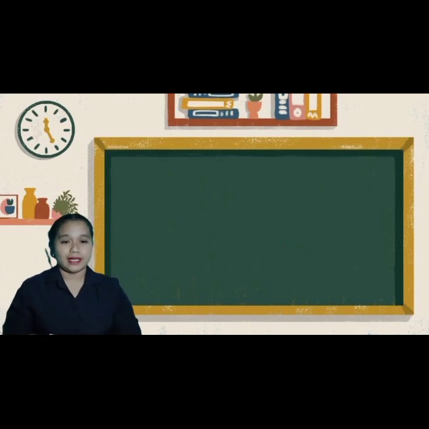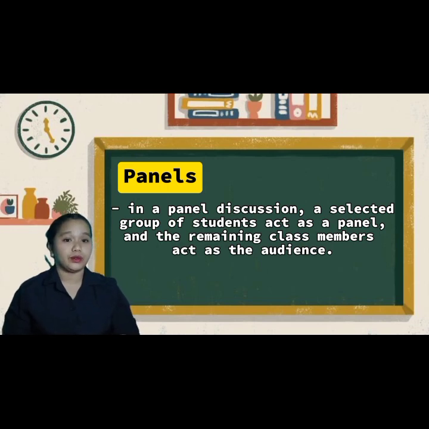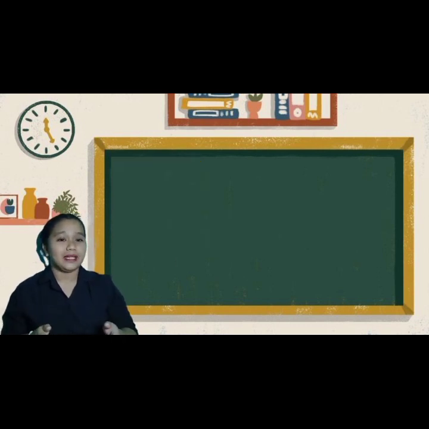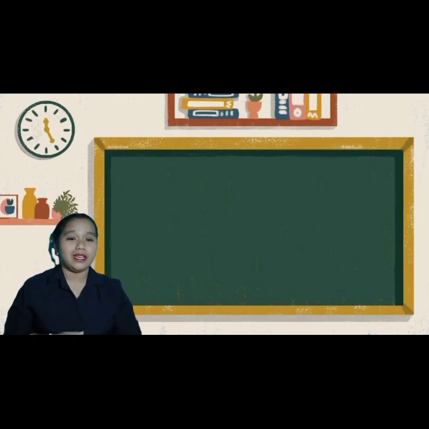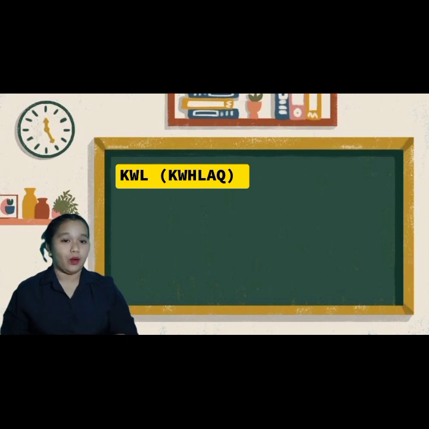The third one is panels. In a panel discussion, a selected group of students act as a panel and the remaining class members act as the audience. A panel leader is chosen and he or she summarizes the panel discussion and opens discussion to the audience. The fourth one is KWL or KWHLAQ.